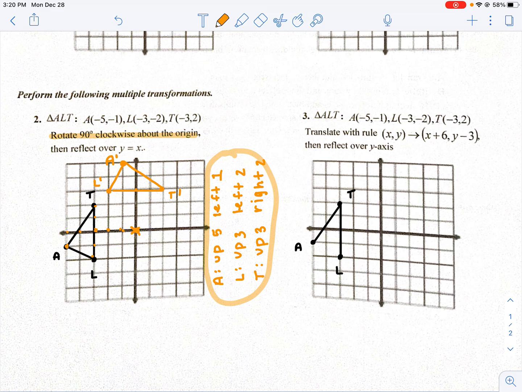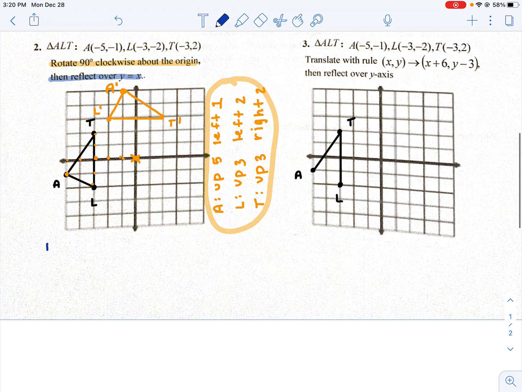So we've completed our first transformation here. Now we have to do the second transformation. The second transformation says we're going to reflect over the line y equals x. So we are no longer looking at this black triangle. We're focusing on that orange triangle. When we reflect over the line y equals x, you take the coordinates and you flip-flop them. So I'm going to rewrite all those coordinates real quick of A prime, L prime, and T prime. A prime is at -1, 5. L prime is at -2, 3. And T prime is at 2, 3.